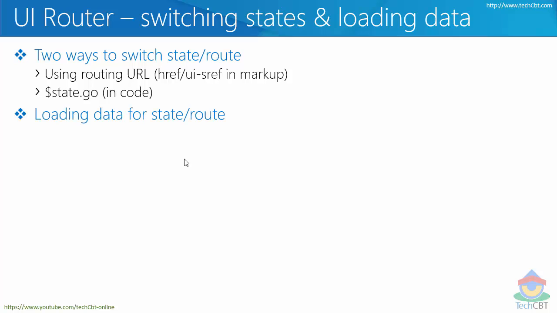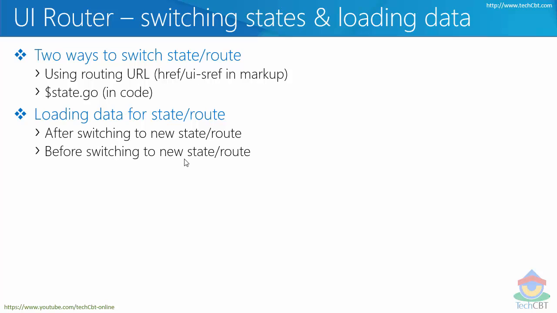What are the various ways of loading the data whenever you would like to switch from one state to another? The first one is we switch to the new state and then load the data. The second one is we load the data first and then switch to the new state.